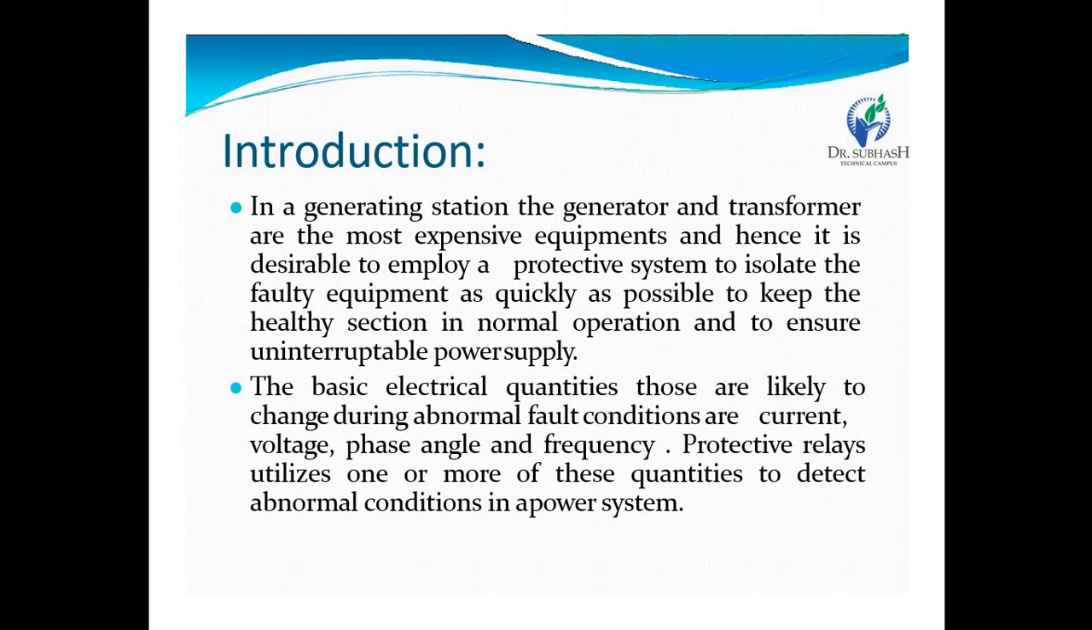Now, about the introduction. In the generating stations, the generator and transformer are the most expensive equipment, and hence it is desirable to employ a protective system to isolate the faulty equipment quickly and keep the healthy section in normal operation. Basic electrical quantities like current, voltage, phase angle and frequency are utilized by protective relays, one or more of these quantities, to detect abnormal conditions in a power system.